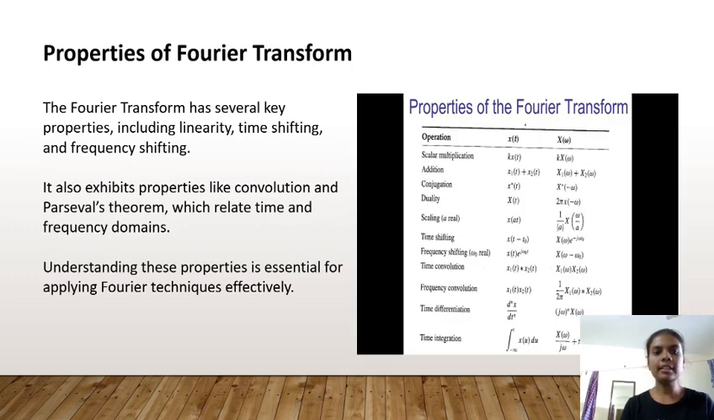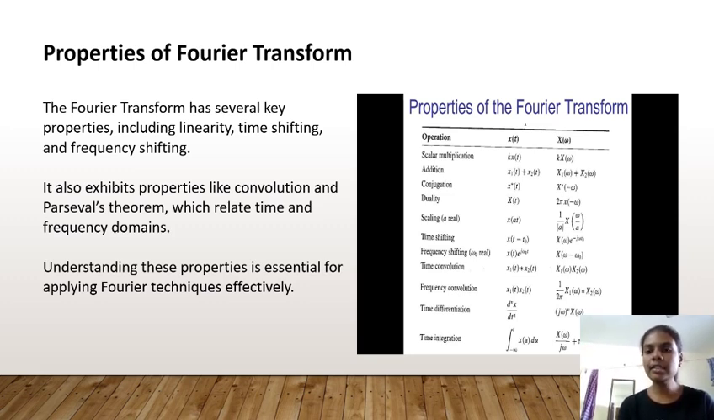Now, let us see the properties of Fourier transform. The Fourier transform has several key properties, including linearity, time shifting, and frequency shifting. It also exhibits properties like convolution and Parseval's theorem, which relate time and frequency domains. Understanding these properties is essential for applying Fourier techniques effectively.